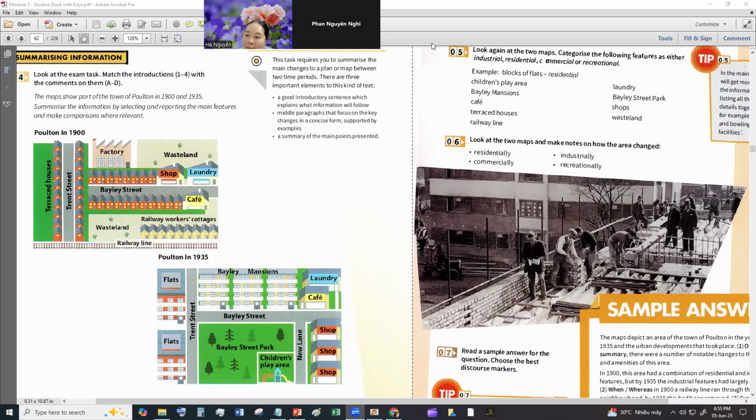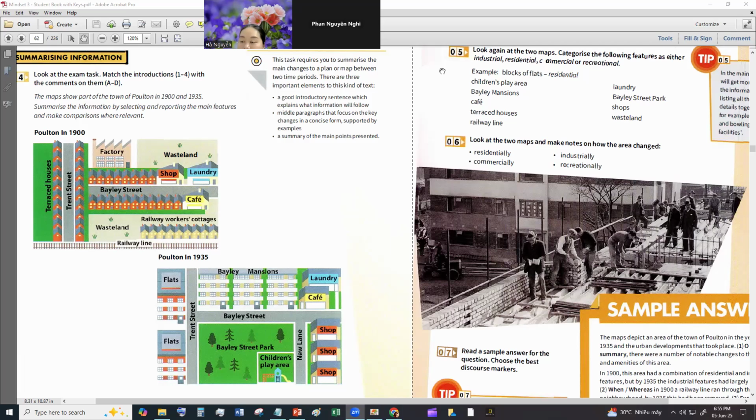Thank you, Nghi. Good job. So can you tell me which details belong to which category? I think for the industrial, there is railway line and wasteland. Good job. Yes. For the residential, there are Bailey mansions and terrace houses. Very good. For commercial, there is cafe, laundry, and shops.